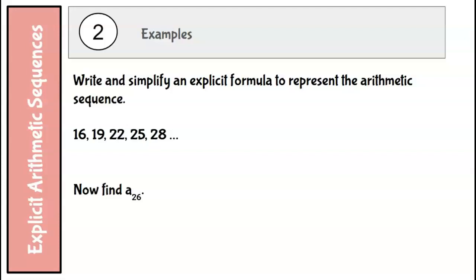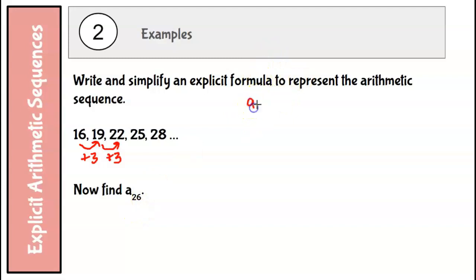Let's look at another example. Write and simplify an explicit formula to represent the arithmetic sequence. And here's the sequence. Already I'm noticing that it's going up by 3. That's what makes it arithmetic. It says to write and simplify an explicit formula, which means I want a formula that will give me any term without having to know the previous one. Now find a sub 26. So let's find the formula.